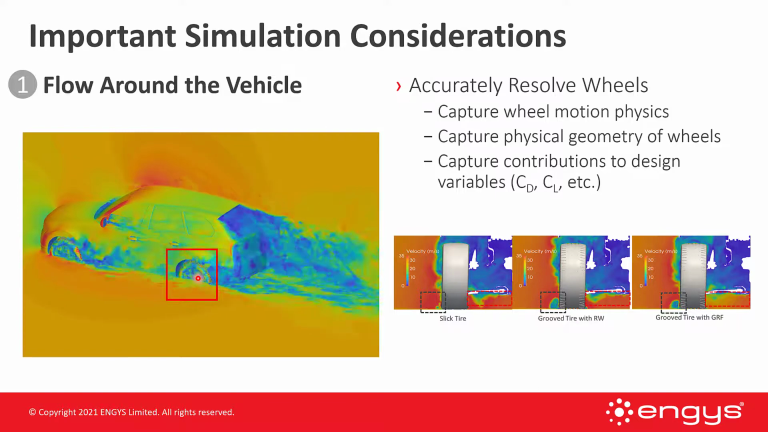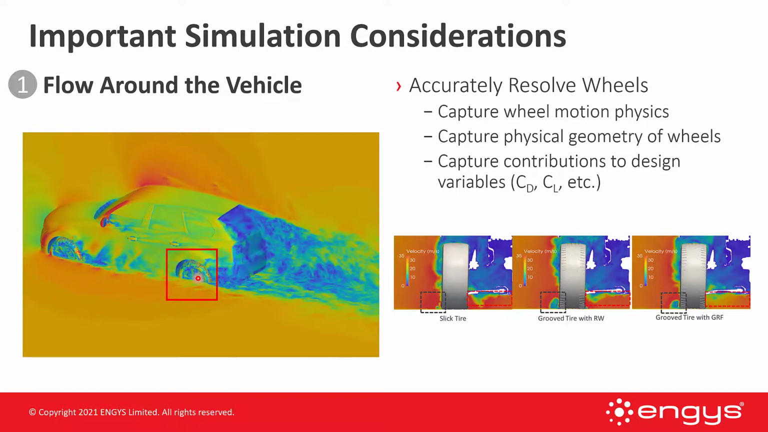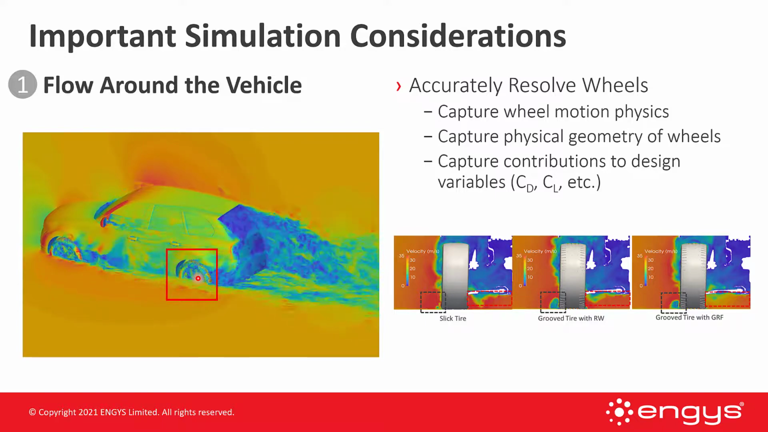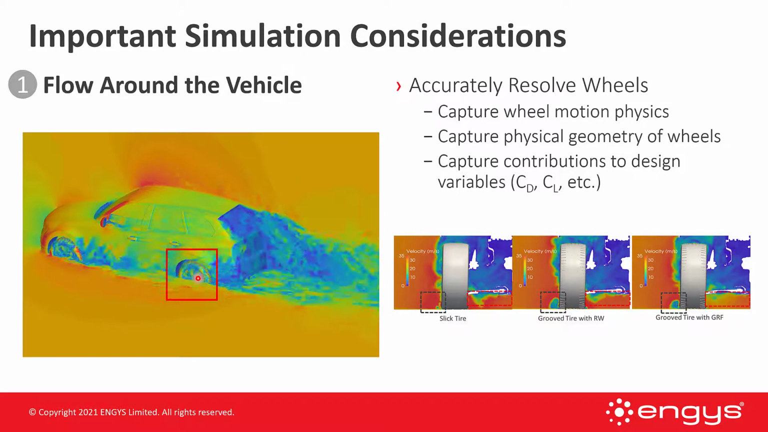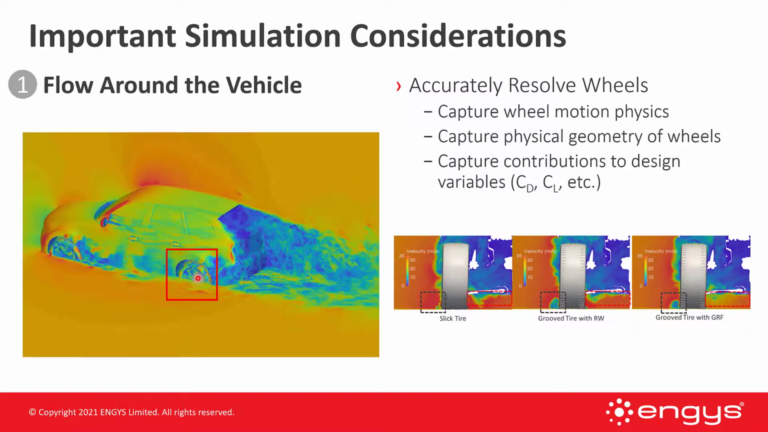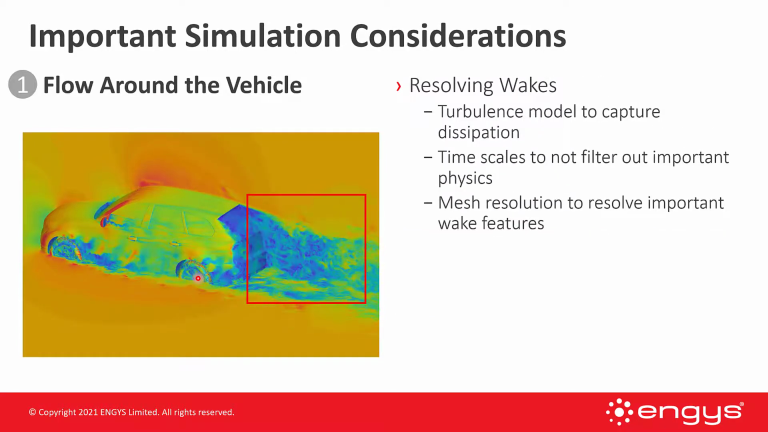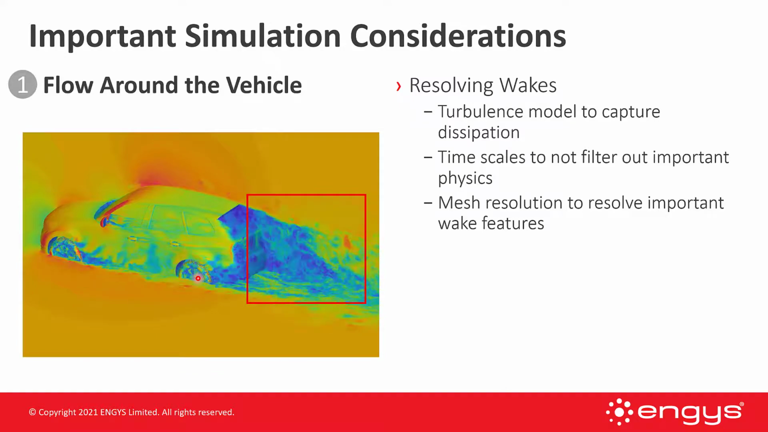So we need a mesher that's capable of resolving all of the tread, any of the complexities inside of the rims, things like that. And then we need a post-processing methodology to be able to capture the contributions to different design variables. And then finally, for flow around the vehicle, one of the most important components is resolving wakes.